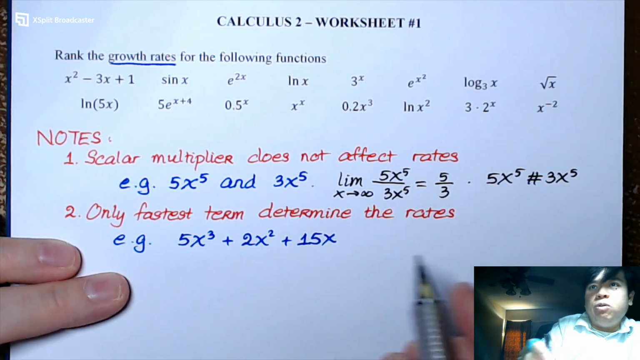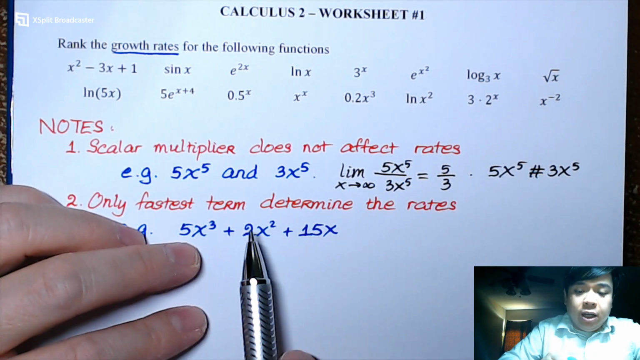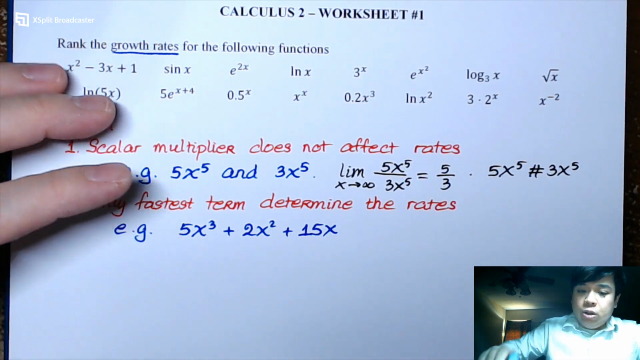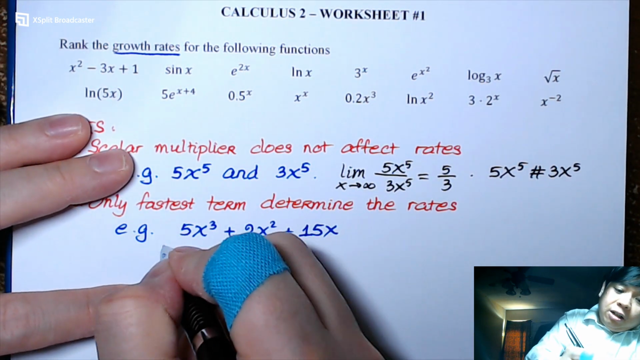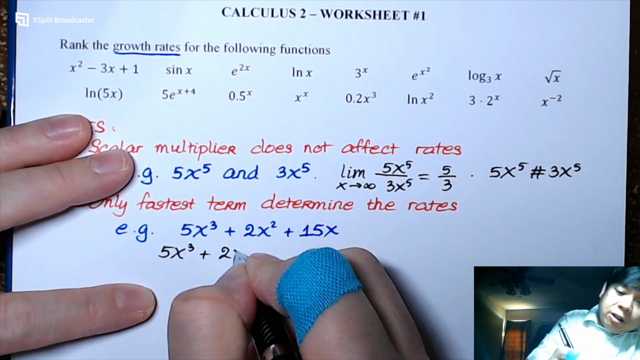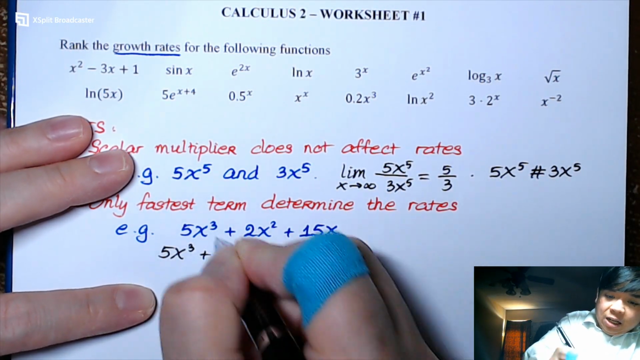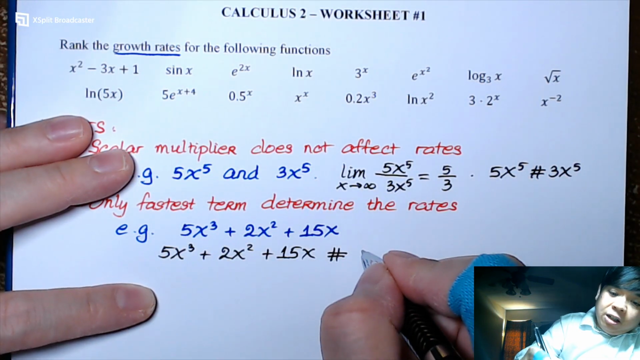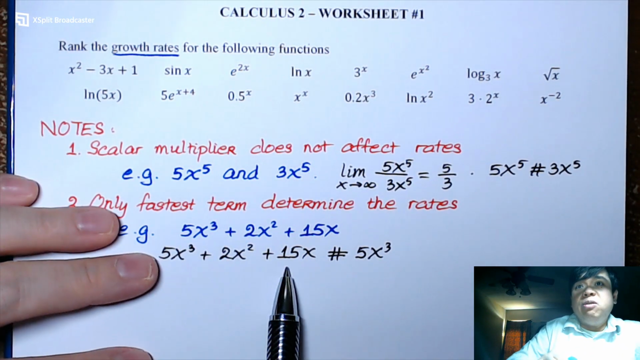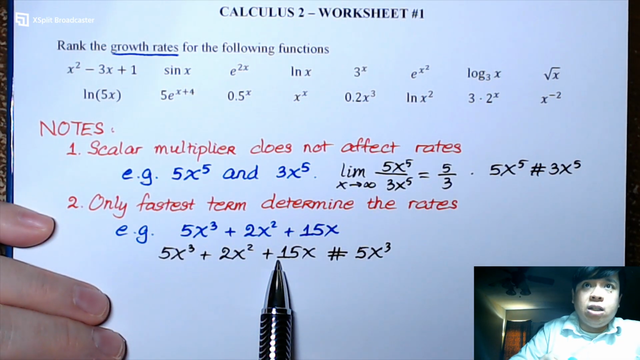All of them go to infinity when x goes to infinity. But the 5x cubed is faster: x cubed is faster than x squared, which is faster than x. So 5x cubed plus 2x squared plus 15x will have a comparable rate to the highest term, the 5x cubed. The 2x squared and the 15x do not matter because those two have slower rates.